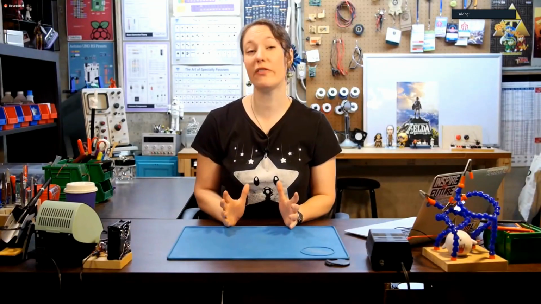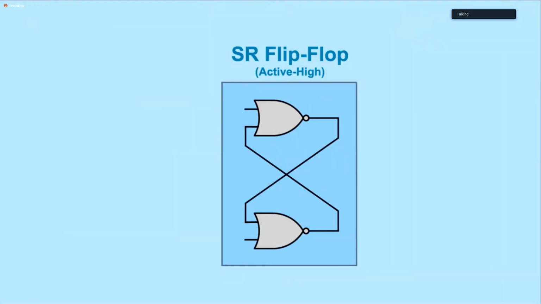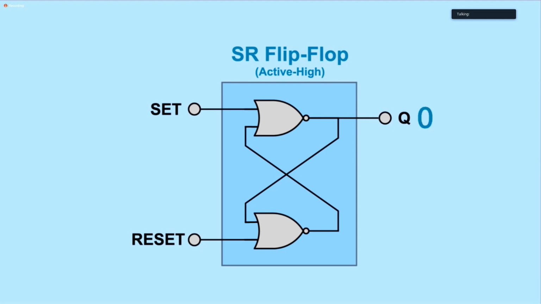We'll start with one of the most basic sequential logic circuits, the SR flip-flop. An SR flip-flop or SR latch has two inputs, one that sets the device and one that resets the device, usually labeled S and R. Its output Q will be at either logic level 1 or 0, depending on the state of its inputs.